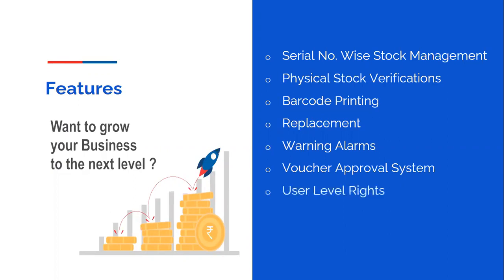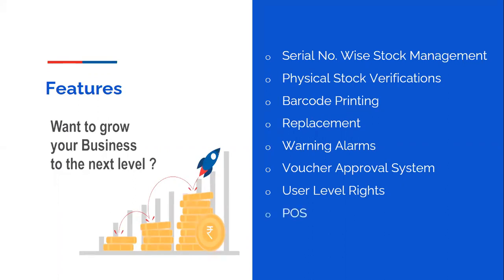User right level. Busy software has two types of users, as you know, super user and sub user. The super user means the admin of the company who has all the rights. The super user can create sub users and he can provide rights according to user roles.